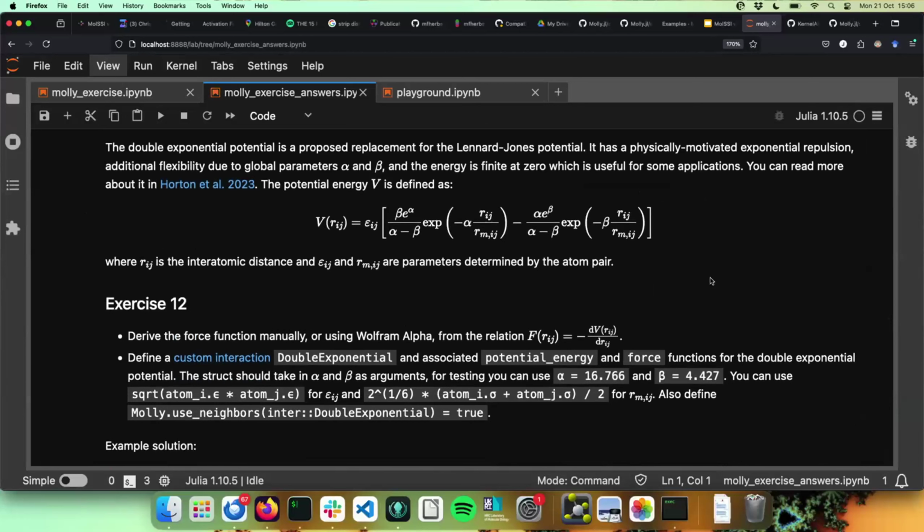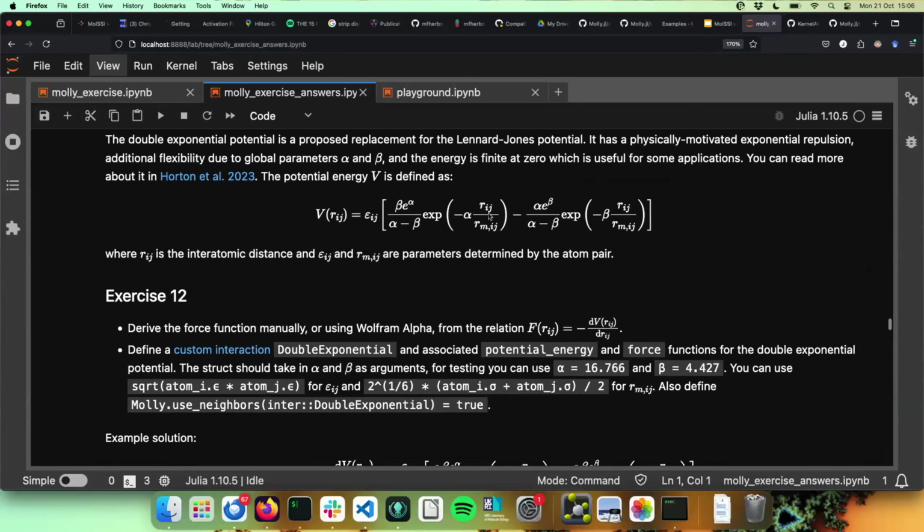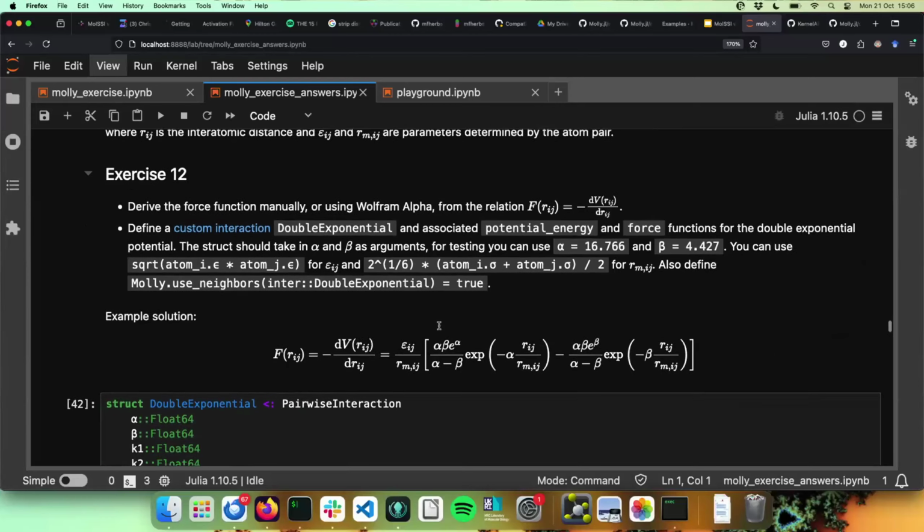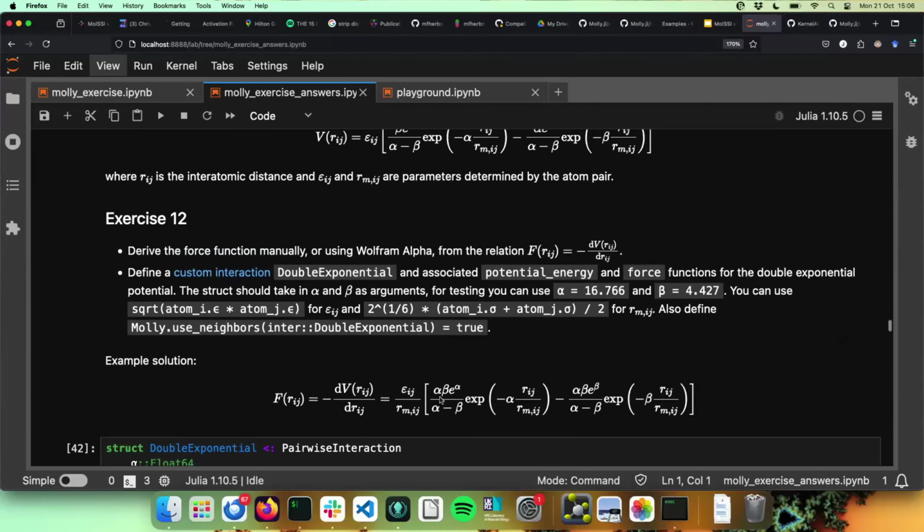All right, so let's go over some more and finish off. So, the question asks you about the double exponential potential, which is a variant or kind of a proposed alternative to the Lennard-Jones potential. So here's the potential form, and then first you can either do a bit of calculus or just let Wolfram Alpha do some calculus for you, and you would derive the force functions looking fairly similar. It's down there.